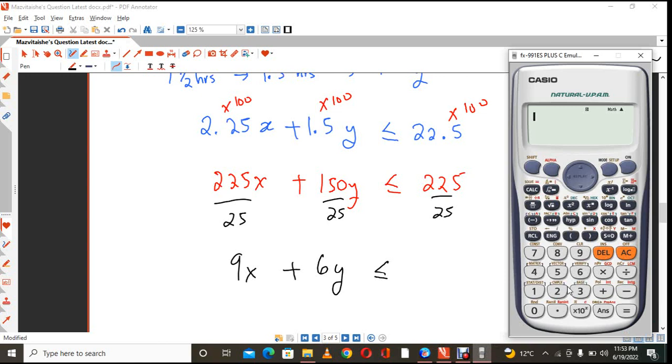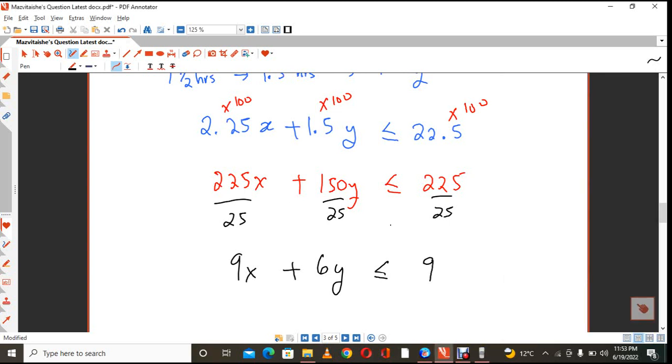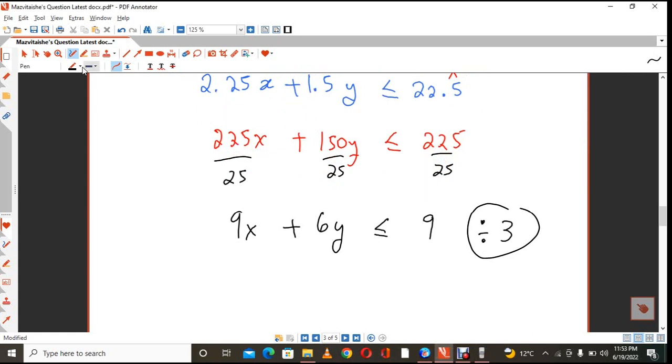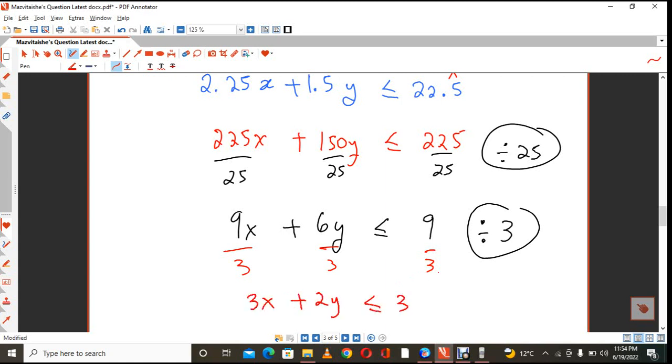And 225 divided by 25 gives you 9, as we already determined from our previous step. There's another number that can still go in here, and that's 3, of course. Let's simplify further. Here on top I divided by 25, so now I'll divide by 3. If you divide by 3 here, here, and here, it's going to give you 3x plus 2y less than or equal to 3.